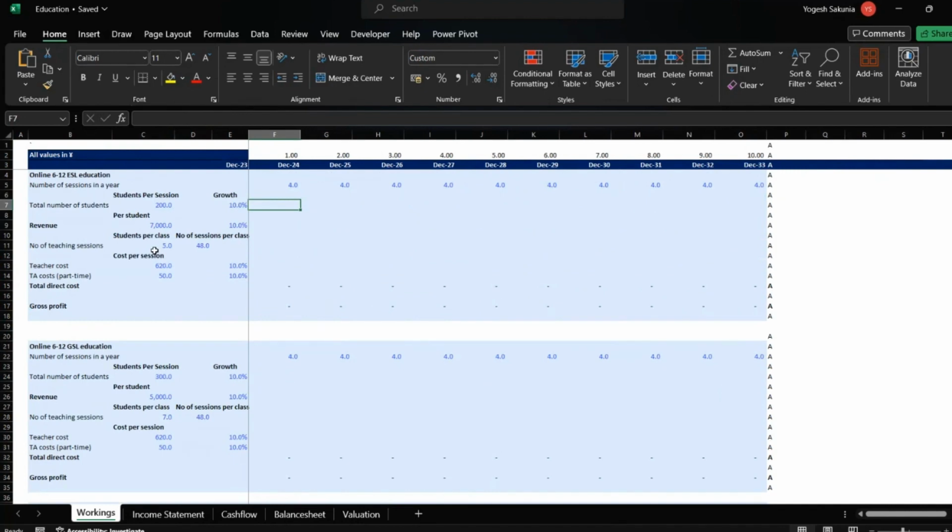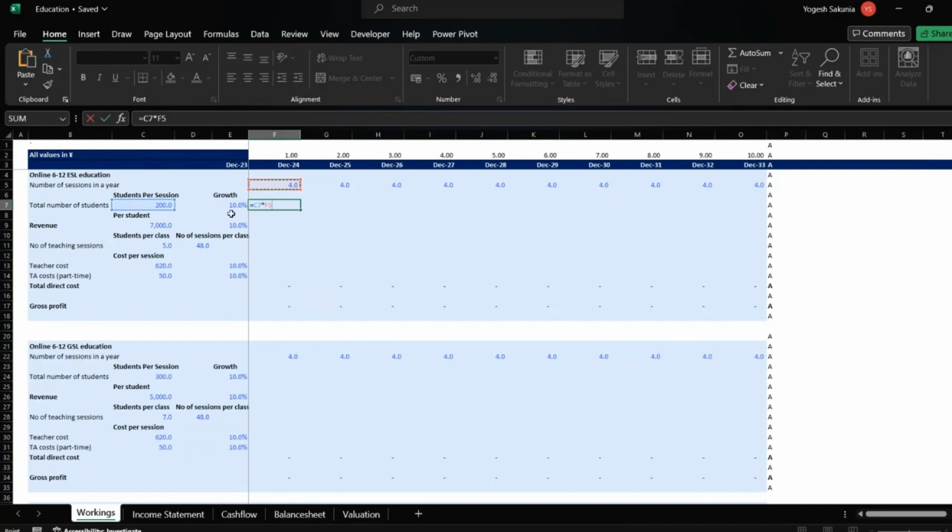So let's get started. The first thing that we will do is to calculate the revenues. It says there are 4 sessions, there are 200 students per session, right? So let me just start doing some calculations. The number of students per session times the number of sessions gives you how many students will be there. But we want a consistent formula, right? We want a single formula that can be dragged for the next year.